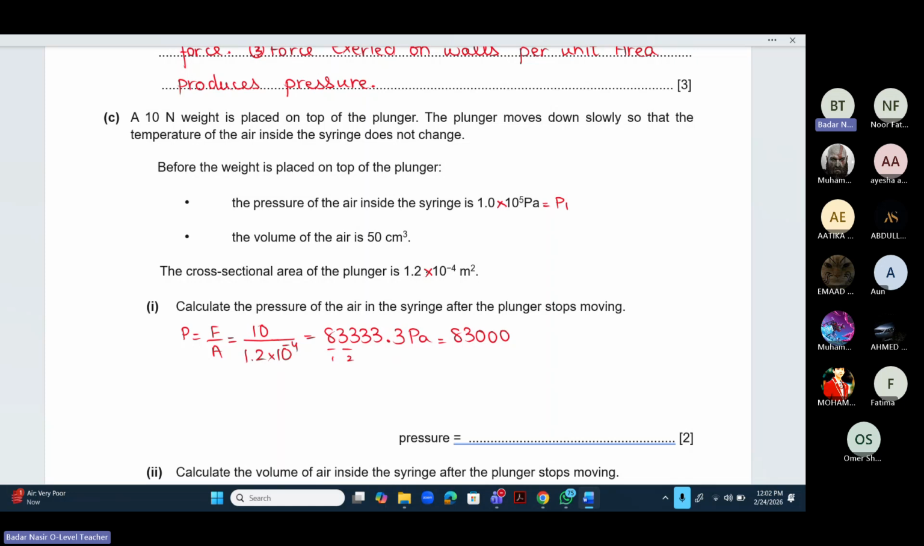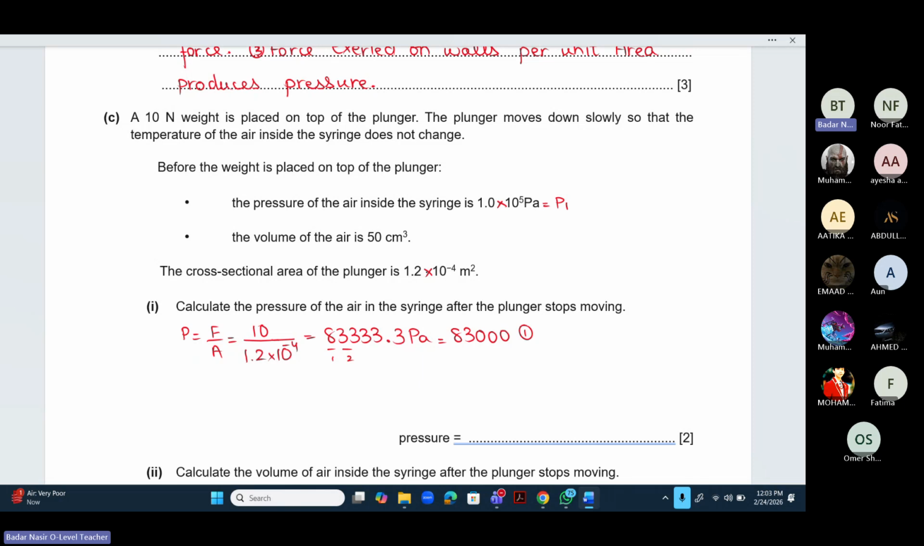Okay? Now we get 1 mark for this value, or if you have substituted the values of force and area correctly. Now, calculate the pressure of the air in the syringe after the plunger stops moving. Okay, so now what we have to do is 4, 5. So we get 1.7 into 10 raised to the power of, yeah.